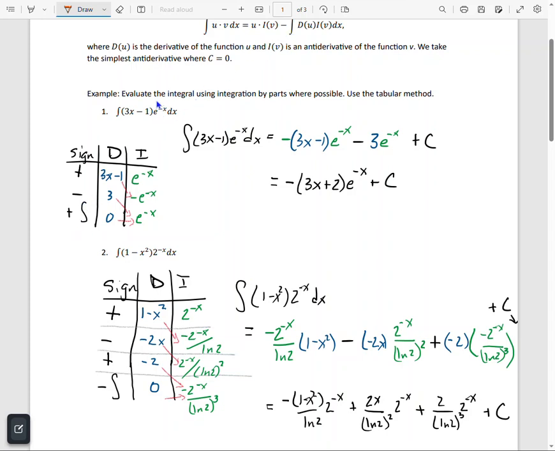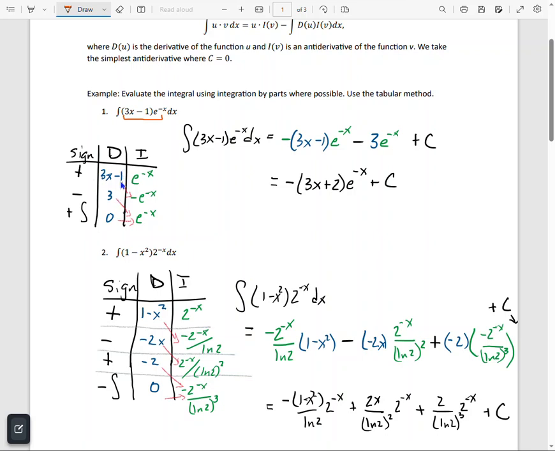Here's what we do. Evaluate the integral using integration by parts where possible. Use the tabular method. So we have the sign, we have the derivative, and we have the integral. Now we're looking at our integrand, 3x minus 1 times e to the negative x. Which one is easier to find a derivative of, and which one's easier to find an integral of? In this case, 3x minus 1 is super easy to find the derivative of, and because it's a polynomial, we know the derivative eventually goes to 0.